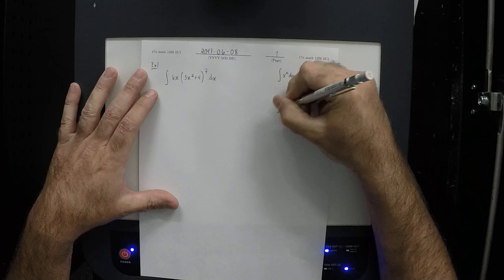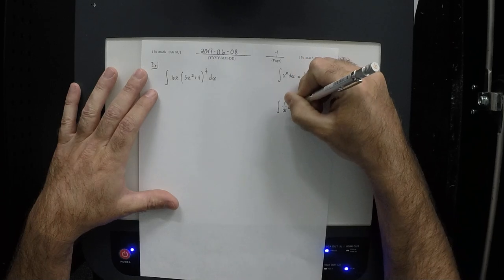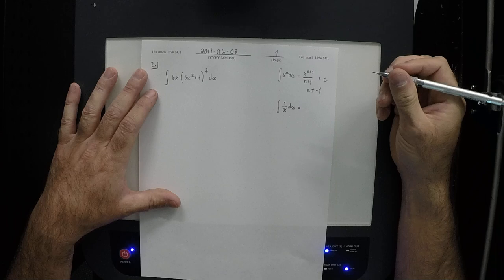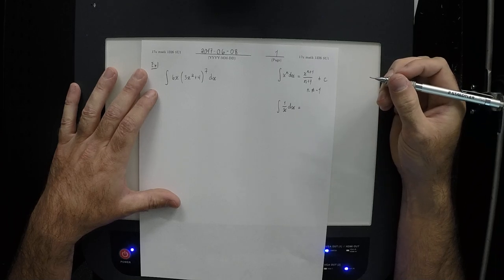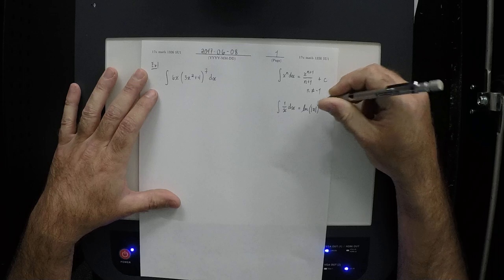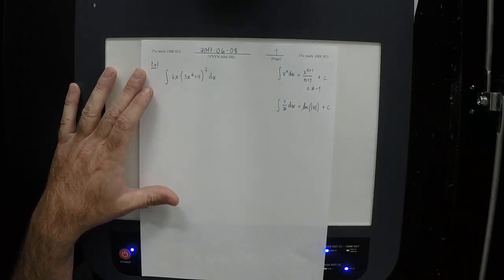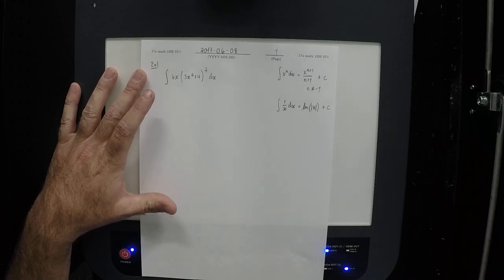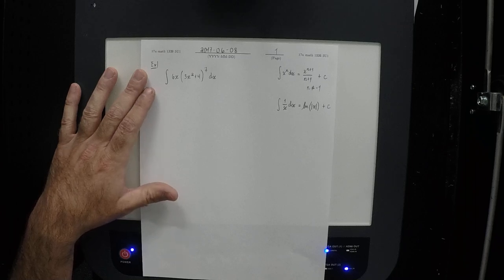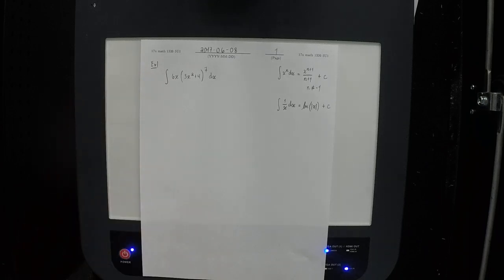So that corresponds to this antiderivative, the antiderivative of 1 over x dx. And what is the antiderivative of 1 over x dx? Yes, log of absolute value of x plus c. And then there's only one other rule that you know. Which one is this? Just one other. That one.